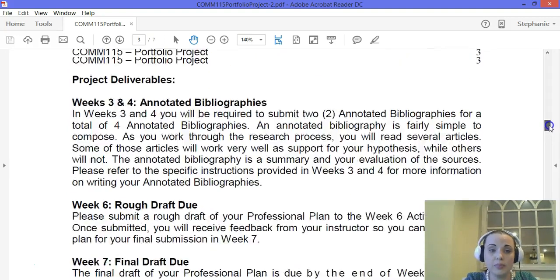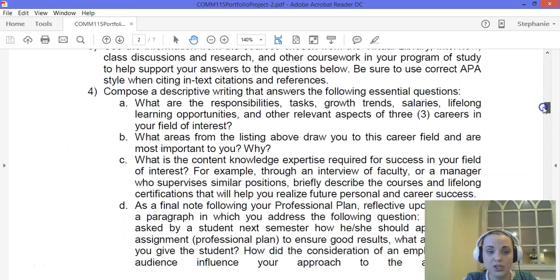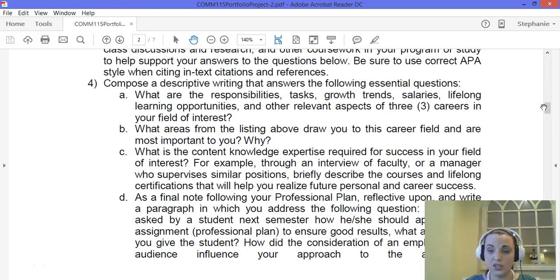And again, remember that all you're doing in the paper is writing as if you're talking to either a real or pretend employer. You're writing this paper and telling them about the degree path you're on, your field of interest, and 3 careers you could do with this degree that you're going to obtain. You're going to talk about these 3 careers in terms of what the responsibilities are, what the daily tasks are, what the growth trends are, the salary that you can expect in each of these 3 careers, and the education and training that you can continue to do later on.